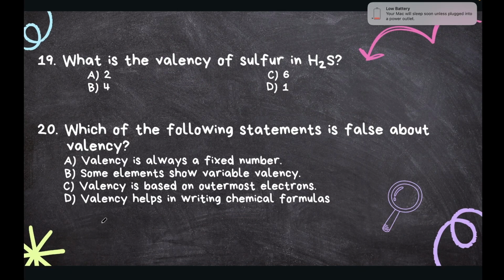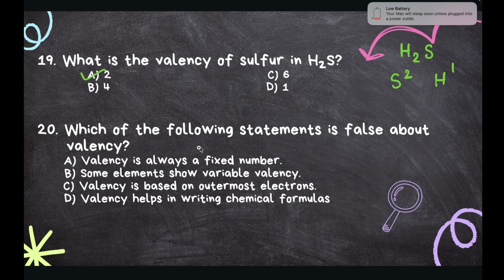Next question is, what is the valency of sulfur in H2S? As we have discussed, chemical formulas can be formed by the criss-cross method. So here in H2S, sulfur will have 2 valency and hydrogen will have 1 valency. So the answer will be 2.